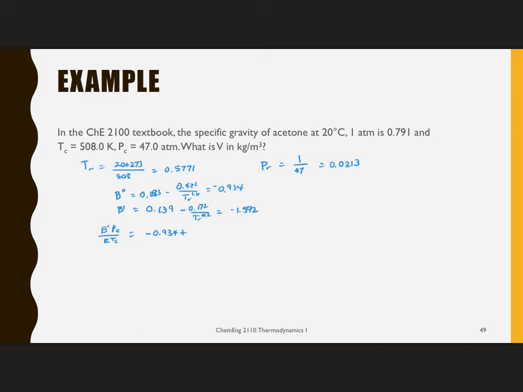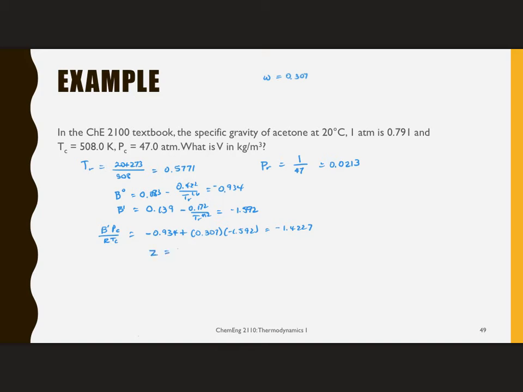Oops, I need the data for omega. Omega is 0.307 times B1, negative 1.592. And so, let's see, this is negative 1.4227.